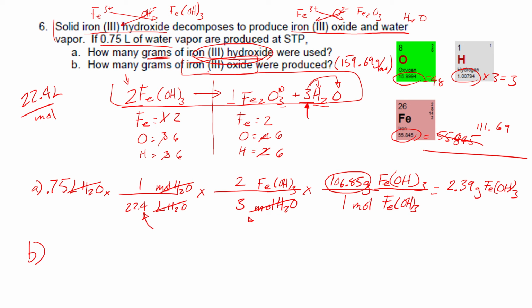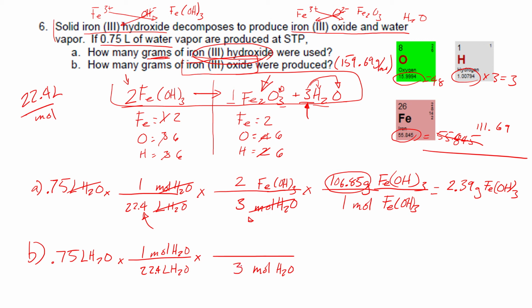Okay, so let's do B. How many grams of iron 3 oxide were produced? We could go through all these steps again. So let's just go through 0.75 liters of water. We're going to convert that to moles. 1 mole of water is 22.4 liters of water. Fine. This time we're not going to convert to iron hydroxide. We're going to go from moles of water, and this time we're going to go to the iron oxide. So for every 3 moles of water, there's 1 mole of Fe2O3.